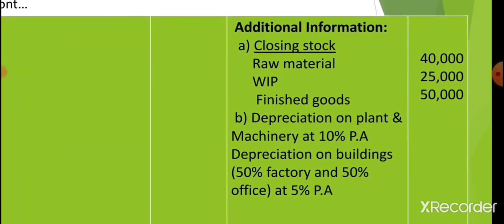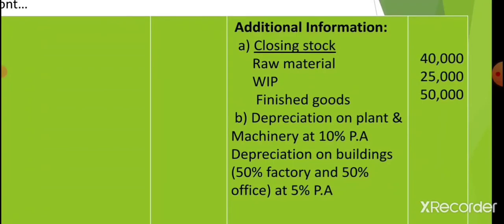Next, additional information: closing stock of raw material, 40,000, should be taken under the raw material consumed calculation. WIP, work in progress, 25,000, should be taken for the calculation of works cost. Next, closing stock of finished goods, 50,000, should be taken after the cost of production for the calculation of cost of goods sold. Next, depreciation on plant and machinery at 10% per annum.